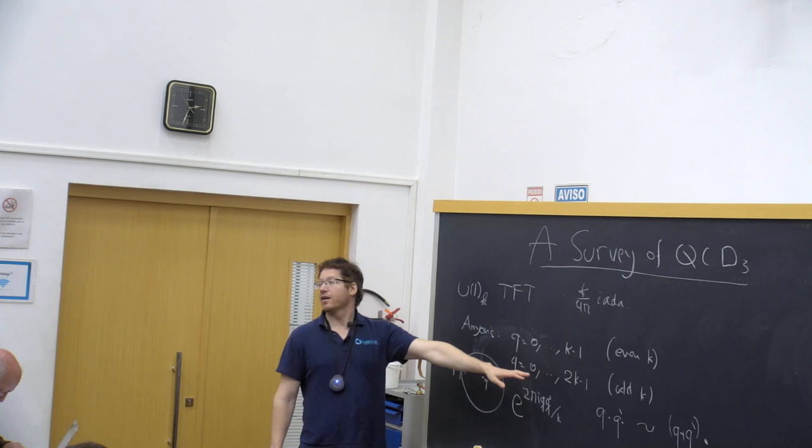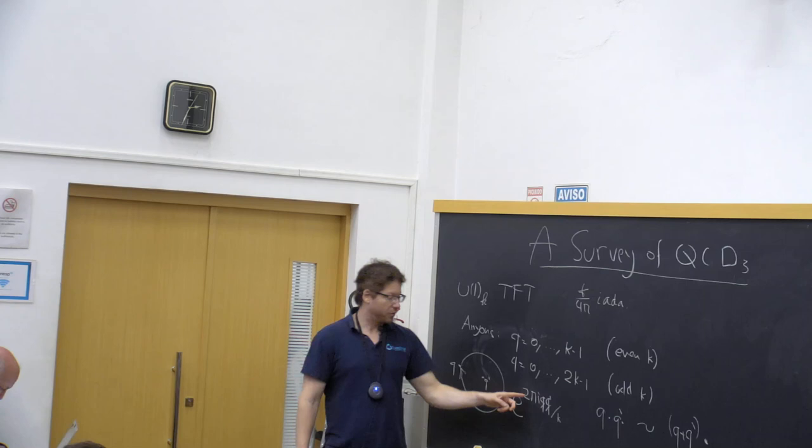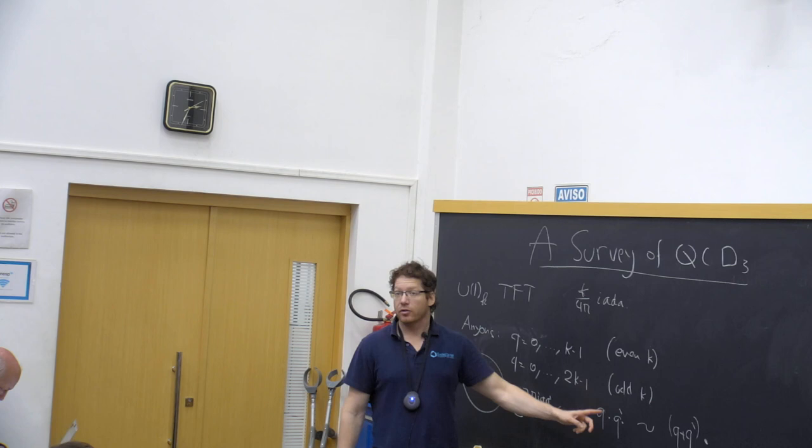In the abelian case of U(1) level K, topological field theory, so now I'm just discussing the topological field theory, namely the Lagrangian K over 4 pi i A dA that we studied yesterday. For this topological field theory, we said that for even K, there are K anions. For odd K, there are 2K anions. And their braiding phases: if you take the anion labeled by Q and you braid it around the anion labeled by Q prime, you find the phase e to the 2 pi i Q Q prime over K. And these anions are called abelian anions.